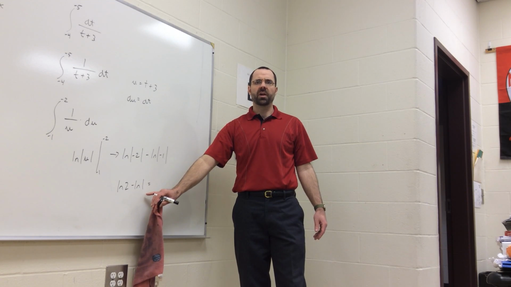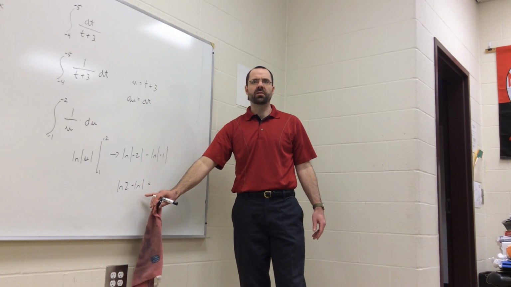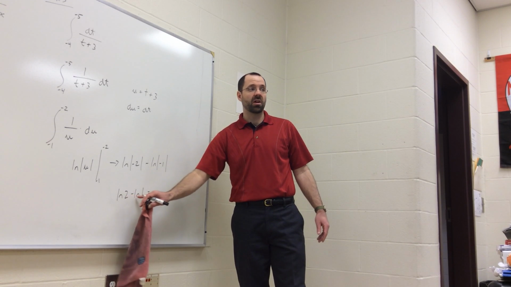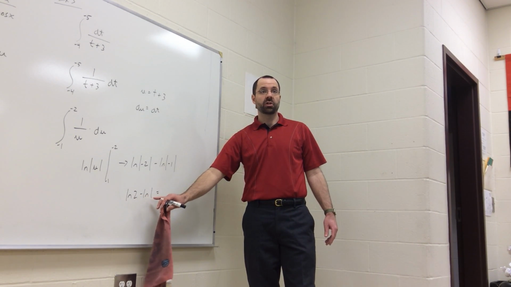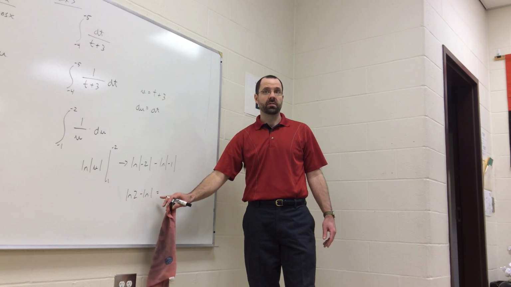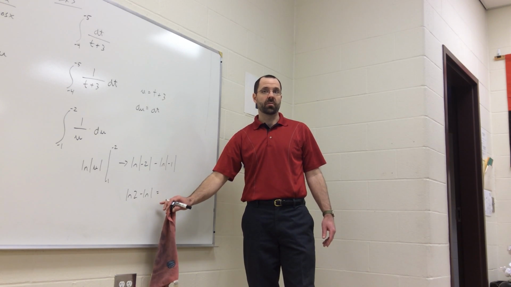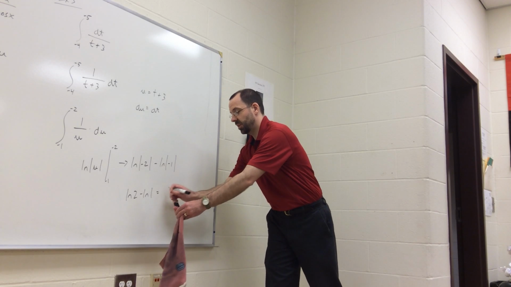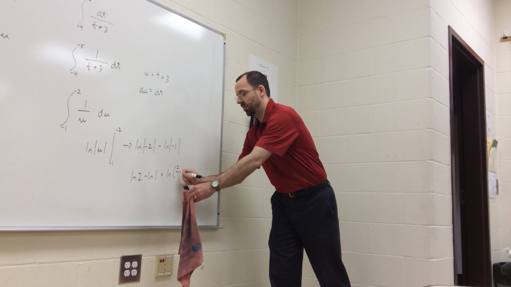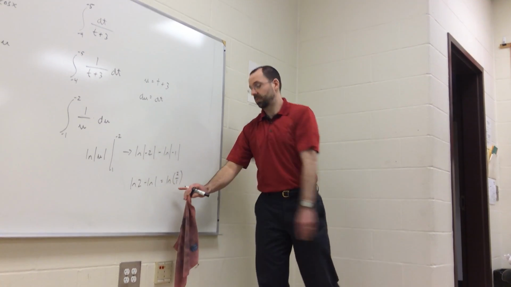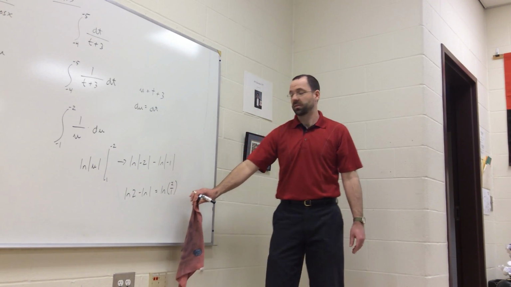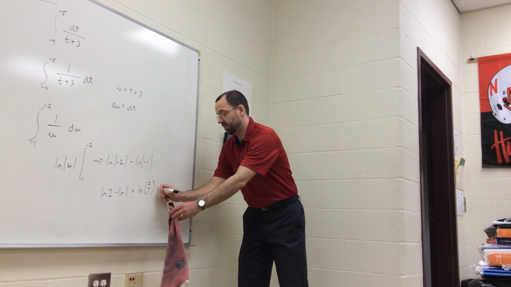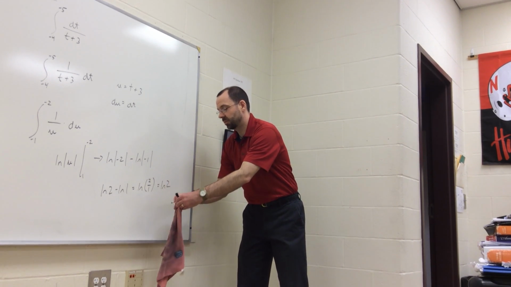Okay, now I want to remind you, there's a couple ways to look at this, but I want to remind you about a subtraction rule with logs. When you have two logs subtracted, you can combine them into one log, and you divide the numbers. So this is the same as the natural log of 2 divided by 1. Of course, 2 divided by 1 is 2. So then this is the same as the natural log of 2.